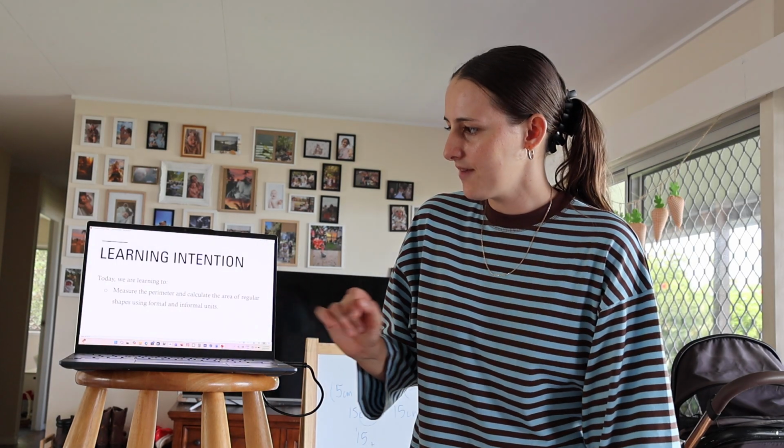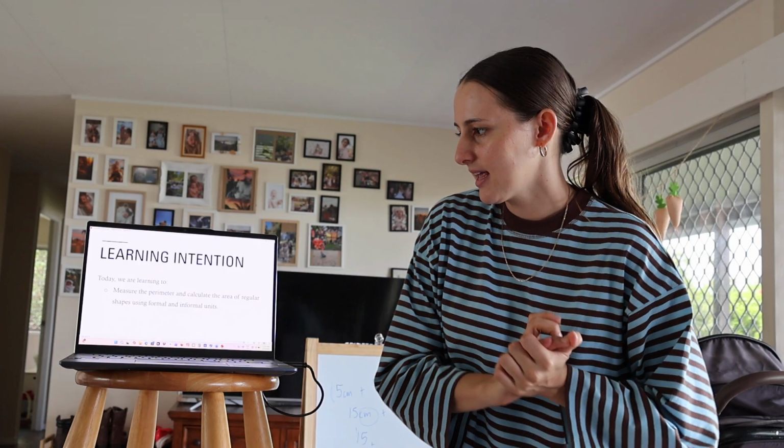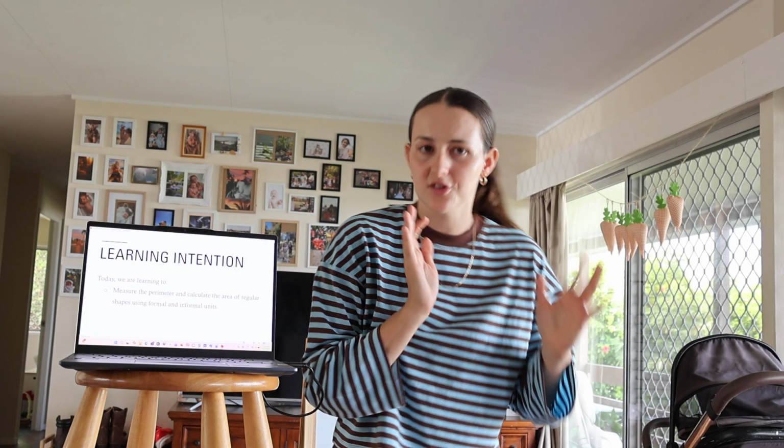Now, I would like us to have a look at our learning intention, and I want to see with your thumbs. Thumbs up if you feel like you achieved it. Thumbs down if you think you didn't. Thumbs sideways if you think you still need a little bit more practice, okay? So who thinks that they successfully measured the perimeter and calculated the area of regular shapes using informal and formal units? How do we feel? Oh, got some thumbs up. Couple sideways. Yeah, that's all right.